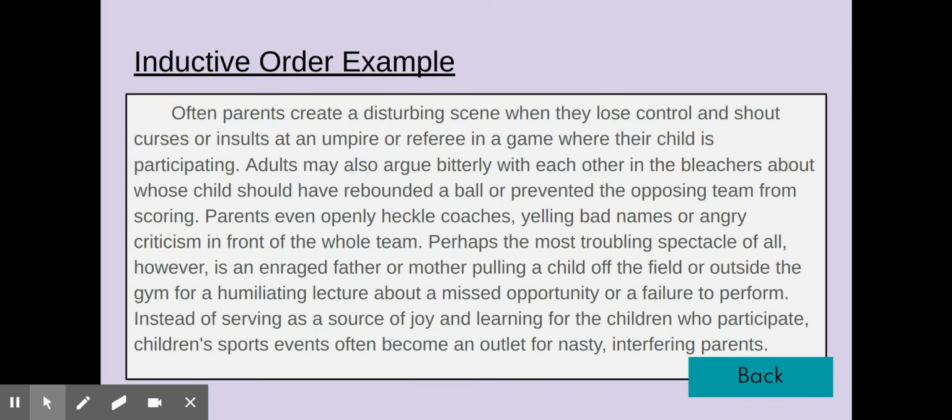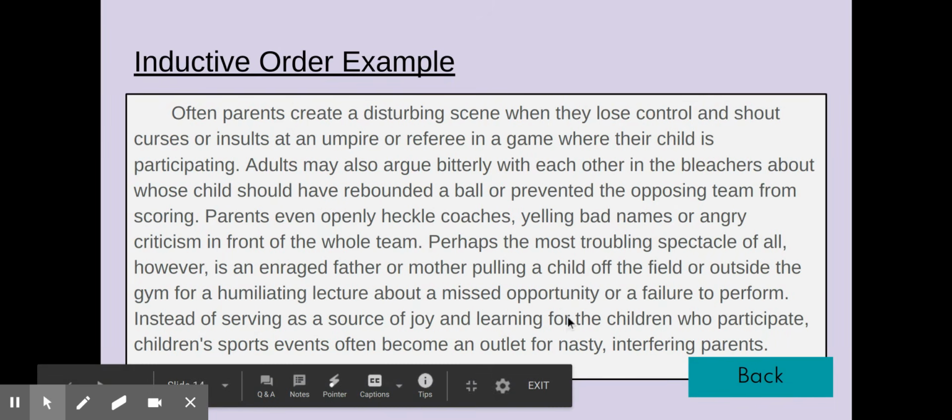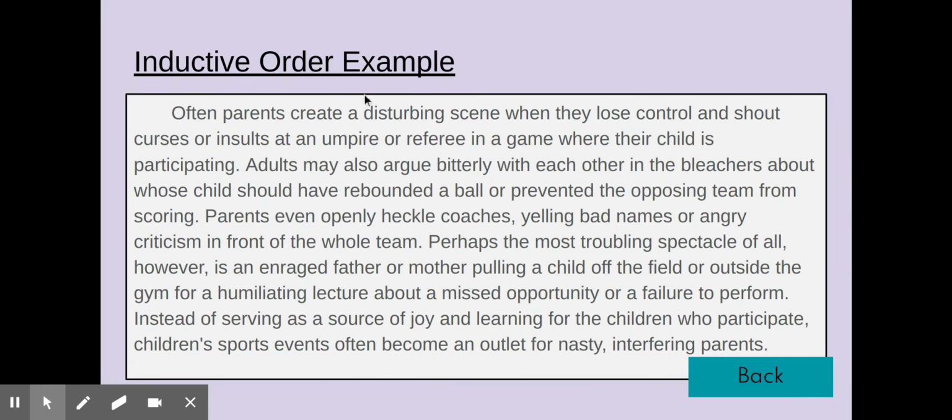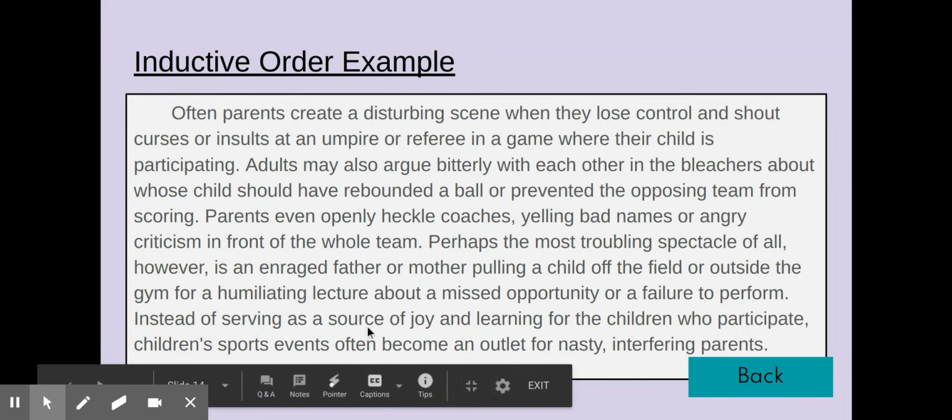So you can see we've got several specific behaviors that characterize nasty, interfering parents, but we don't get to that general statement, kind of like the main idea of the paragraph, the topic sentence, until the very last sentence. So you will find inductive paragraphs every once in a while. A lot of times they're good for an introduction, right? Because this grabs your attention and then you can get down to your thesis statement, because topic sentences are basically like a little mini thesis for your paragraph.